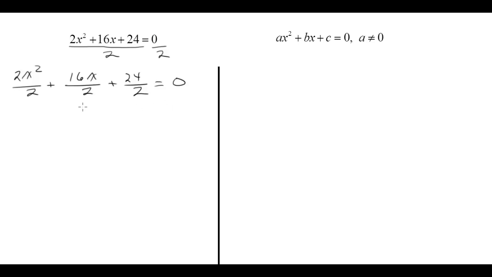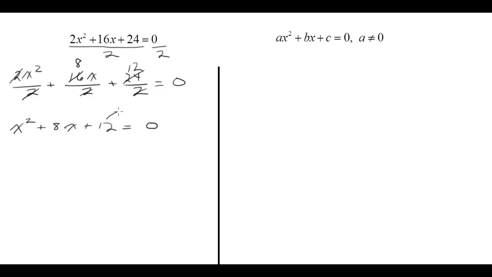Doesn't matter. Alright, so now I do a little bit of arithmetic. That cancels, and now I have exactly what I want. I have a leading coefficient that's 1. The rest is just a little bit of arithmetic. 2 goes into 16 8 times, so that becomes 8x. 2 goes into 24 12 times, so that's plus 12 equals 0.